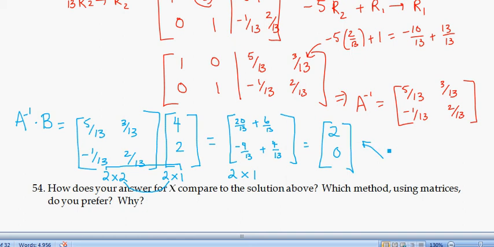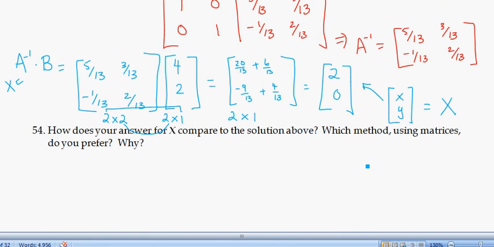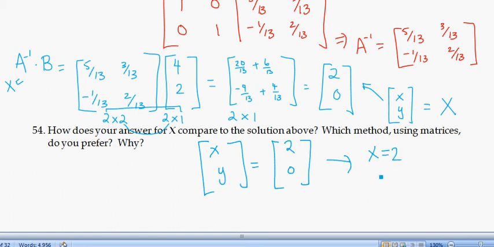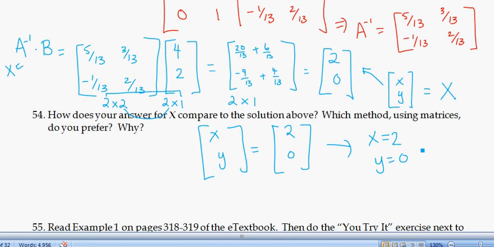And so we see, in fact, our x and y, right, we're solving for, remember, x equals A inverse B. So x equals this matrix here. So how does our answer for x compare to the solution above? Let me rewrite this. Where'd my cursor go? There we go. We have that x, y equals 2, 0. So that's giving us the exact same solution we had before, x equals 2 and y equals 0. So it's just yet another way to solve. And of course, which method you happen to prefer is up to you, but it is yet another way of solving.